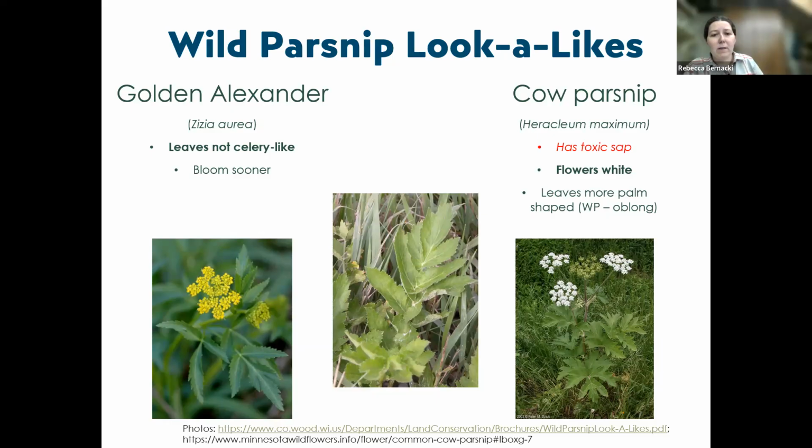Another lookalike is cow parsnip. So cow parsnip is kind of the native friend of wild parsnip. They're very, very similar in how they look and where they grow. Cow parsnip also does have that toxic sap. If the plant is in flower, you can tell the difference based on the flower. Wild parsnip is going to have yellow flowers, whereas cow parsnip is going to have white flowers. If you look at the leaves, they're going to have a slightly different shape. So if you look at the leaves of wild parsnip in the center, it's pretty oblong in shape. If you look at the leaves of that cow parsnip near the bottom of that photo, you can see it's more palm shaped or almost more circular in shape.